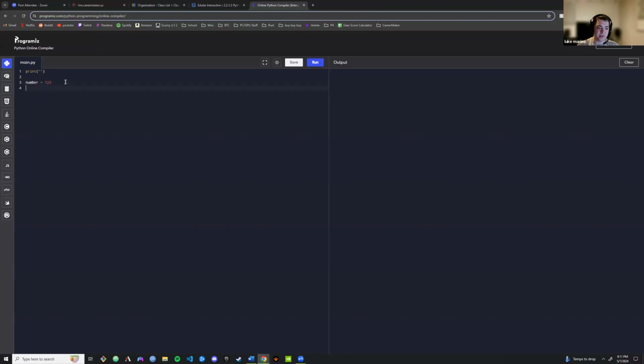So if I wanted to print, let's say, 123, but I don't want to type out 123 every single time, I could just instead type out print number, and it'll print whatever that holds.